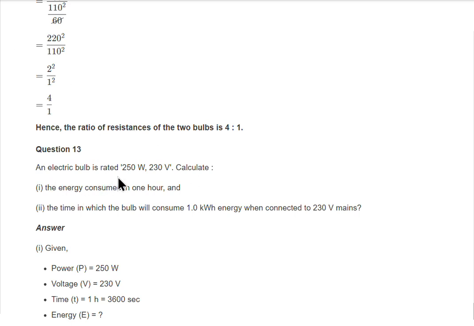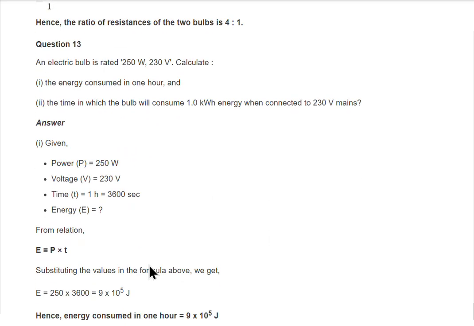Okay, now question number 13. An electric bulb is rated 250 watt and 230 volt. Find the energy consumed in 1 hour, and the time in which 1.0 kilowatt hour of energy is consumed when connected to a 230 volt mains. So in the first case they are asking for the energy consumed, and in the second case they are asking for the time.